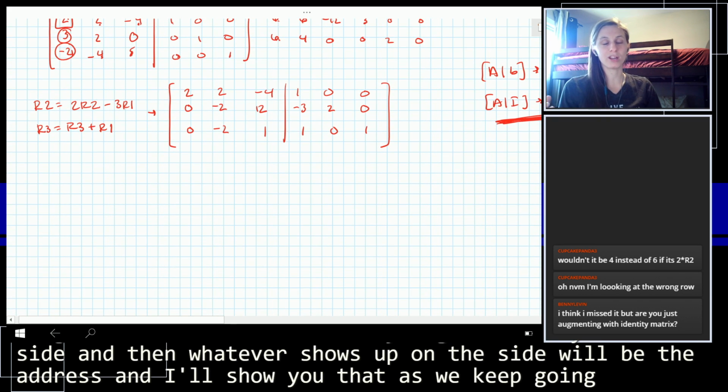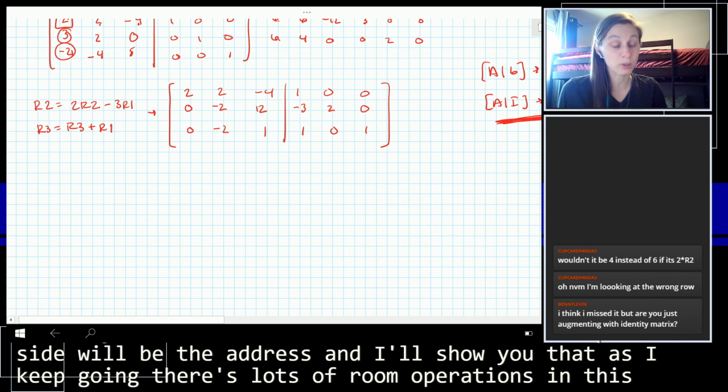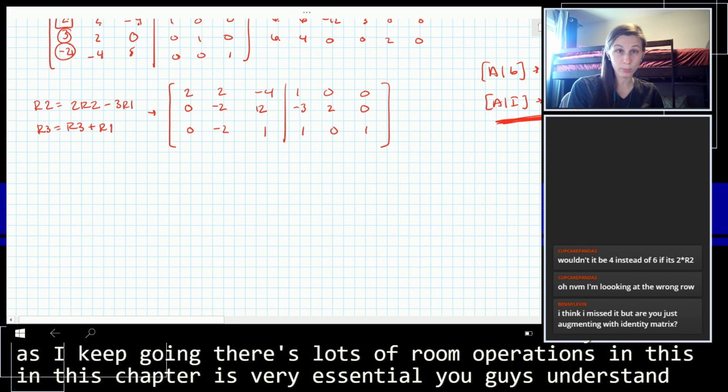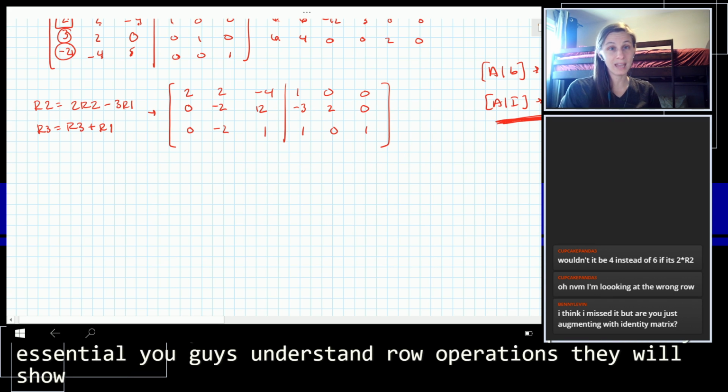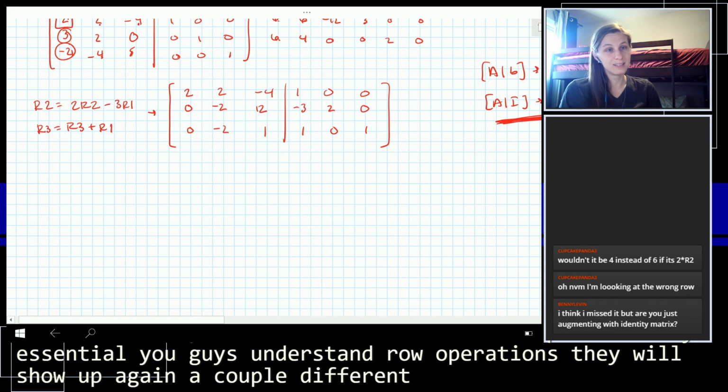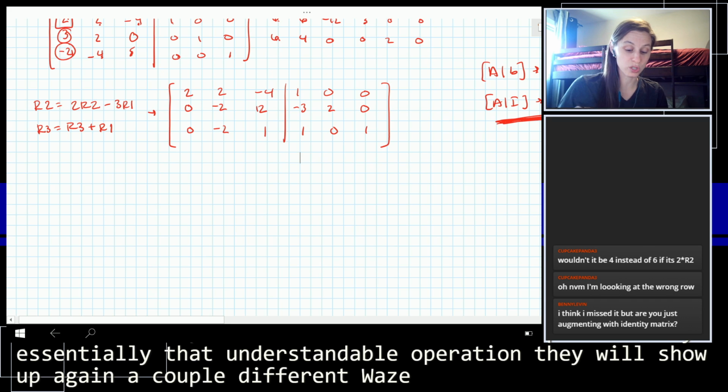There are lots of row operations in this chapter. It's very essential you guys understand row operations. They will show up again a couple of different ways. So it's very important that you understand this material.